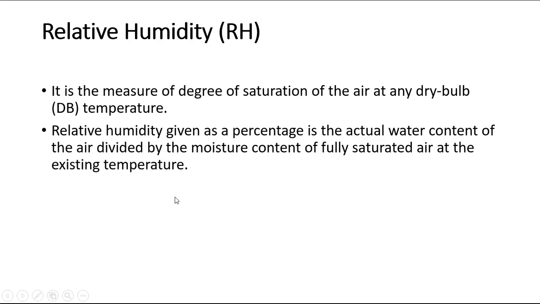It is the measure of degree of saturation of air at any dry bulb temperature. We talk about the dry bulb temperature later in the slides. First we talk about the relative humidity. It is given as a percentage: actual water content in the air divided by the moisture content of fully saturated air at the existing temperature. That means the actual water content present in air and the moisture content present in fully saturated air.